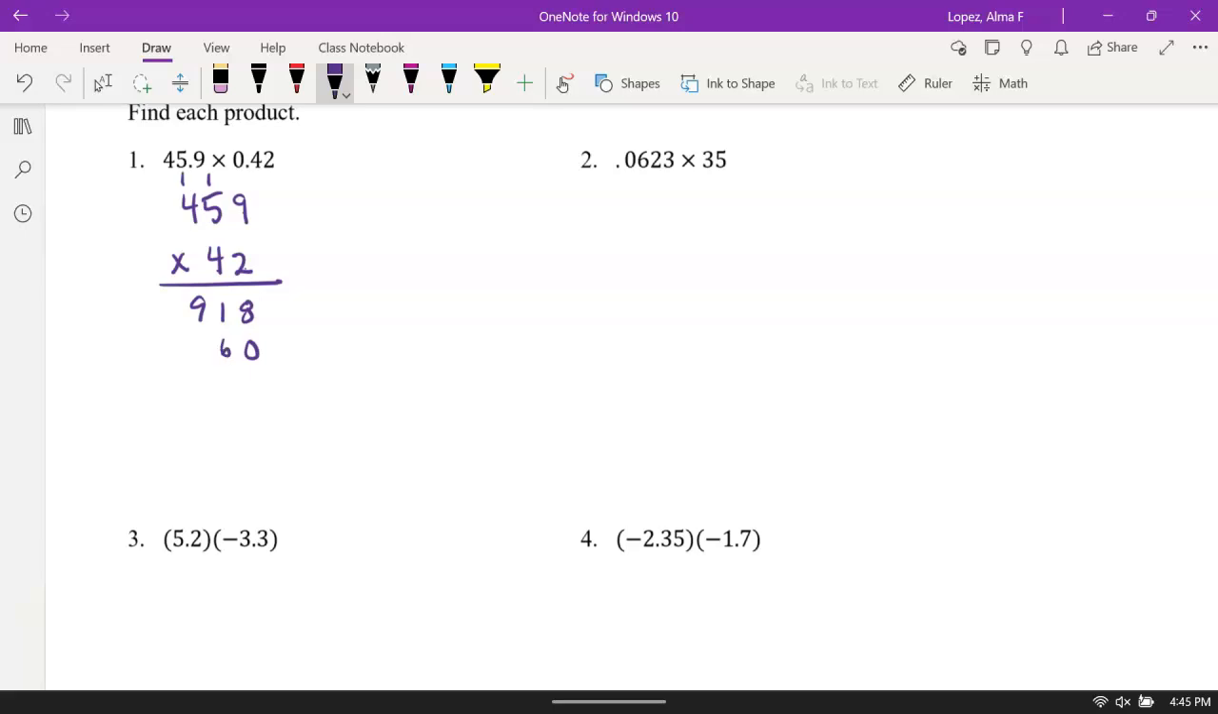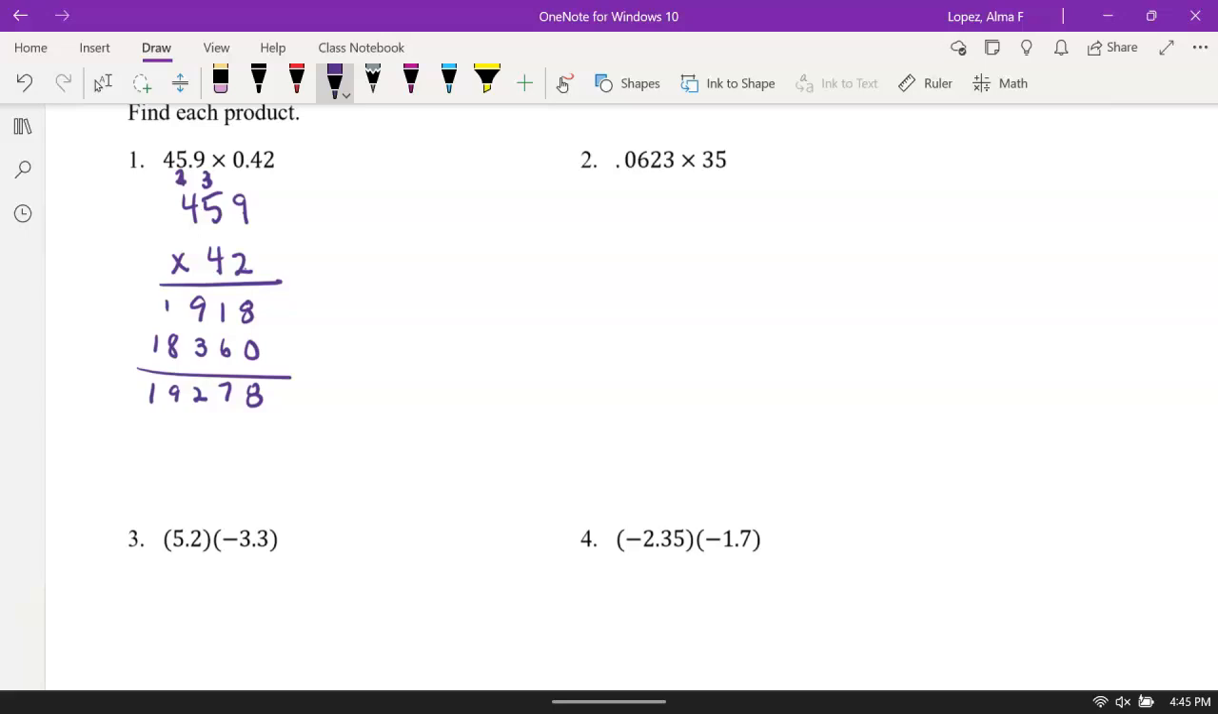4 times 9 is 36, carry the 3. 4 times 5 is 20, plus 3 more is 23, carry the 2. 4 times 4 is 16, plus 2 more is 18. I'm going to add them. I get an 8, a 7, a 12, so we carry the 1, 9, and a 1.